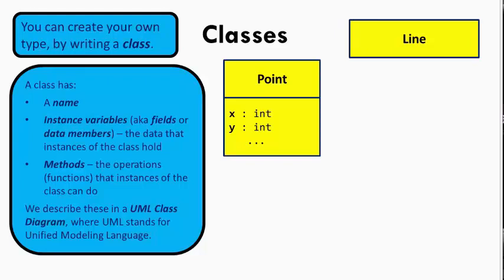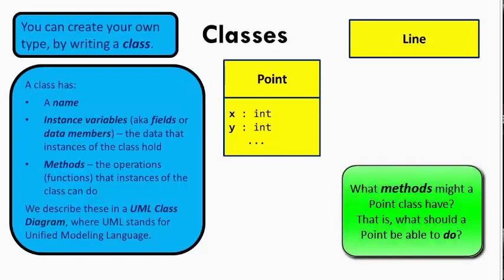Now, think about what methods a point class might have. That is, what should a point be able to do? Pause for a moment to come up with some things that a point should be able to do if we were making a sketch application that allows the user to draw shapes on a computer screen.